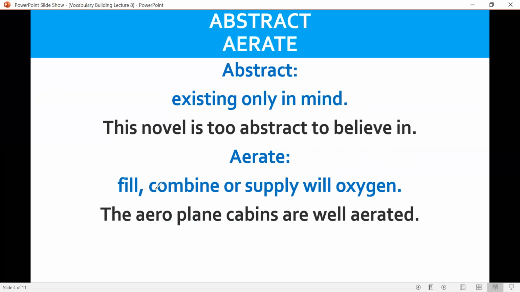Aerate means to fill, to combine or supply with oxygen. He is well aerated in the hospital because of the disease. He was feeling shortness of oxygen. The aeroplane cabins are well aerated.